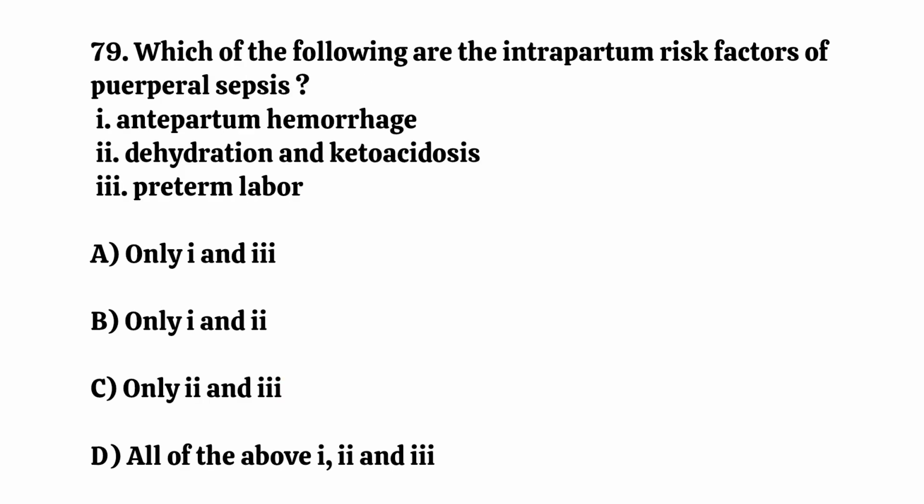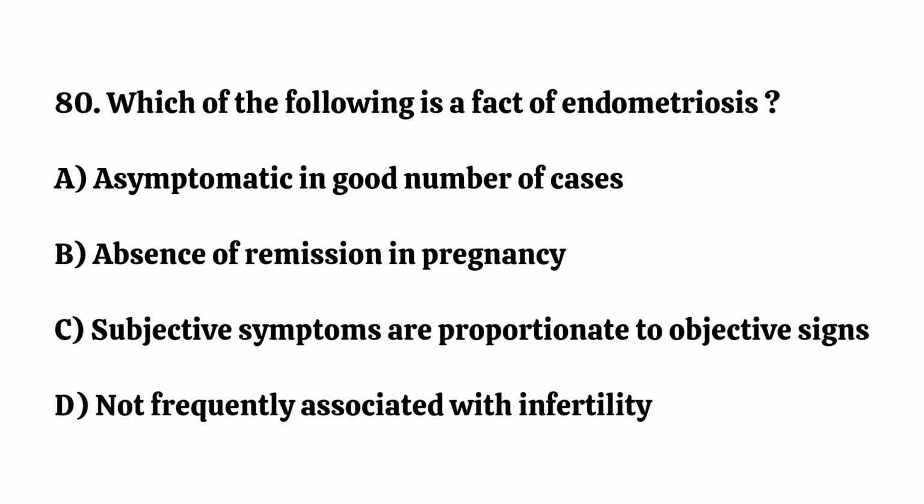Next, which of the following are the intrapartum risk factors of puerperal sepsis? 1. Antepartum hemorrhage, 2. Dehydration and ketoacidosis, 3. Preterm labor. Answer is option B, only 1 and 2, antepartum hemorrhage and dehydration and ketoacidosis. Next question, which of the following is a fact of endometriosis? A. Asymptomatic in good number of cases. B. Absence of remission in pregnancy. C. Subjective symptoms are proportionate to objective signs. D. Not frequently associated with infertility. Answer is option A. Asymptomatic in good number of cases.